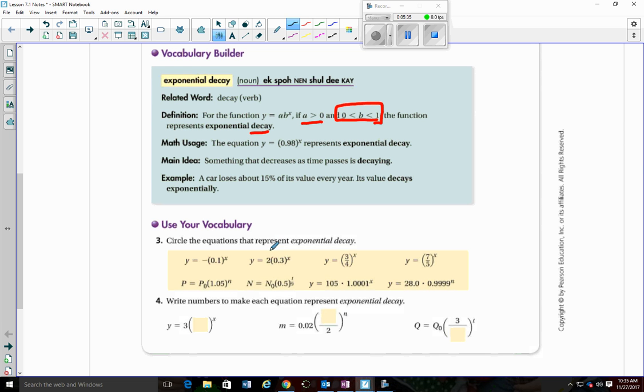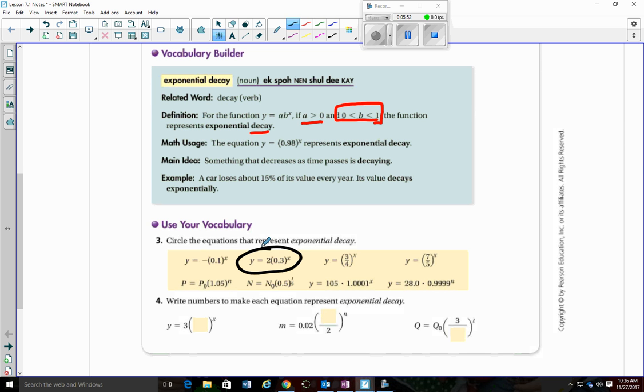Is the number in front positive? Yes. Is the base between 0 and 1? Yes. So circle it. So those two questions every time: is the number in front positive, and is your base between 0 and 1?